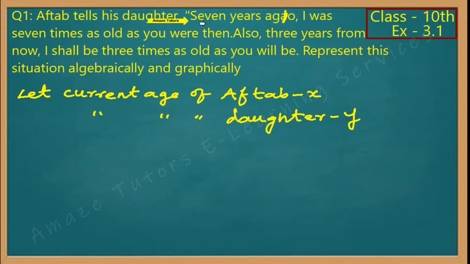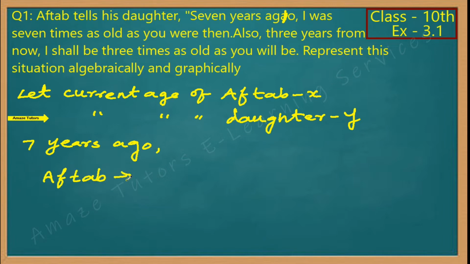We are going to form the equations based on the given conditions. Let's read the first sentence. 7 years ago. So we are going to write both the ages 7 years ago. Obviously, it is the past, so we need to take away 7 from this. Aftab's age will be x minus 7, and his daughter's will be y minus 7. Isn't it?